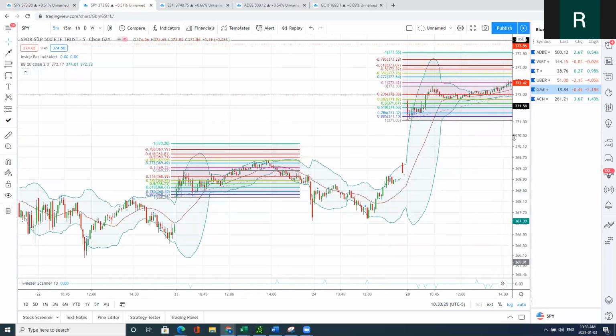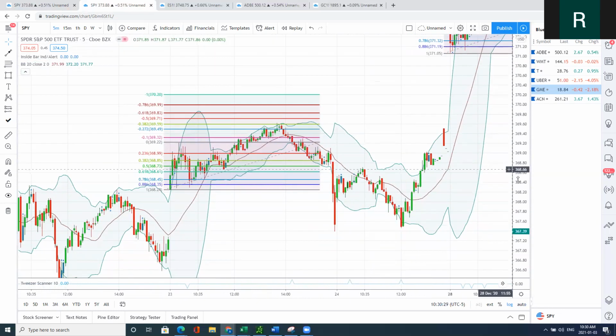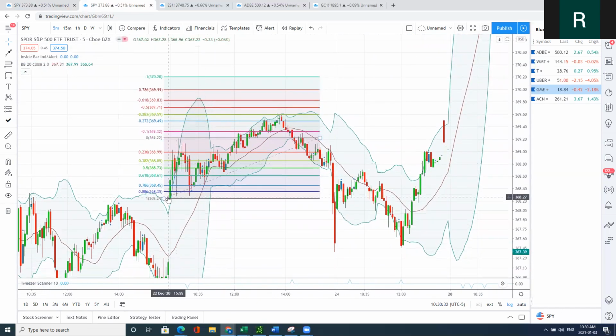So this is another really nice example here. We had this first leg, we had the pullback to the 786 doji right here. Then we pushed through and traded to the 382. And at the 382, we had a big sell-off, a massive sell-off. This is the best case scenario, when algorithms completely dump their positions and it becomes so powerful that there are no buyers left in the market and we have this huge drop.